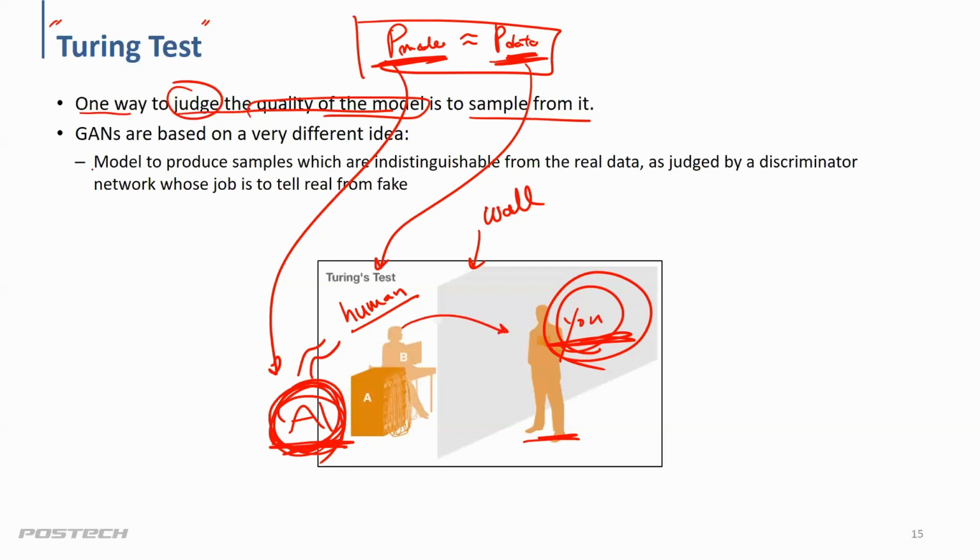So as a summary, the model produces samples which are indistinguishable from the real data, as judged by a discriminator, whose job is to tell real from fake. That's the key idea of the Turing test. In GAN networks, we just take that idea and implement it.